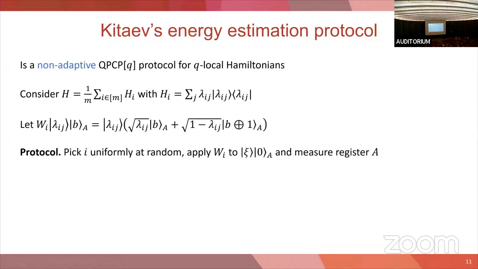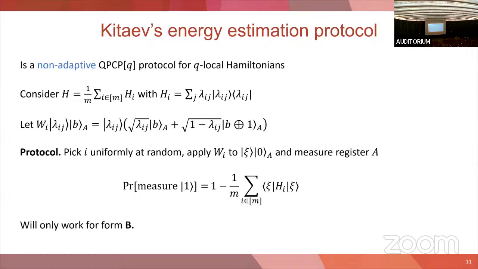Then the protocol is actually very simple. You pick an i uniformly at random, apply Wi to the k qubits that correspond to this Wi and also the extra register A, measure the register A, and see if you measure 1. You can very easily show that the probability that you measure 1 is equal to 1 minus the energy of this Hamiltonian. And it works because the 1 over m is actually there. So it will only work for form B, because the problem with form A is that you don't really know a priori where the energy is going to be.